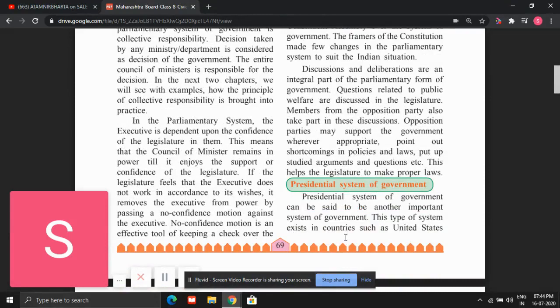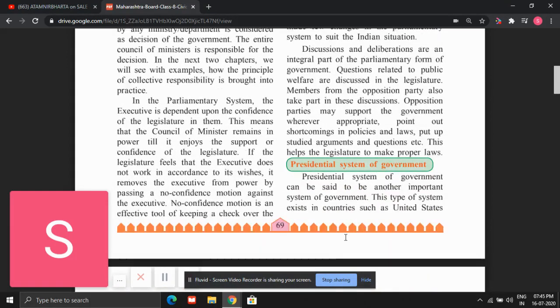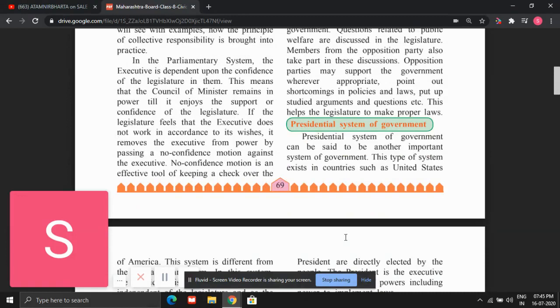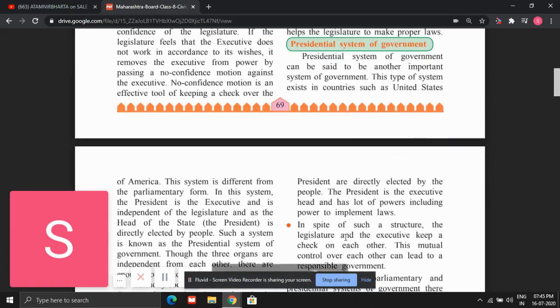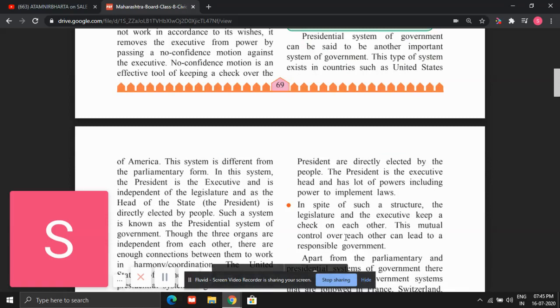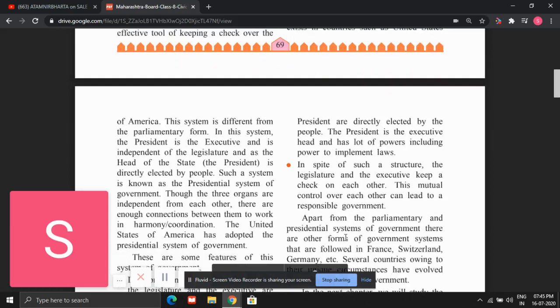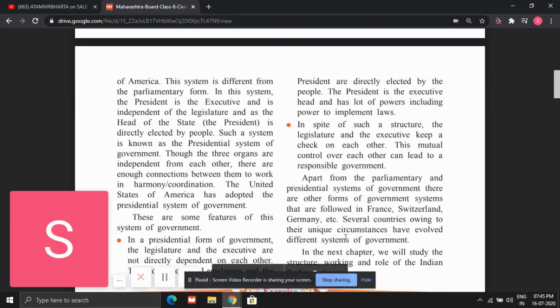That's all about the parliamentary system of government. The next system of government that we are going to talk about is the presidential system of government. The presidential system is another system of government which exists in countries like the United States of America, that is USA, and it is different from the parliamentary one.